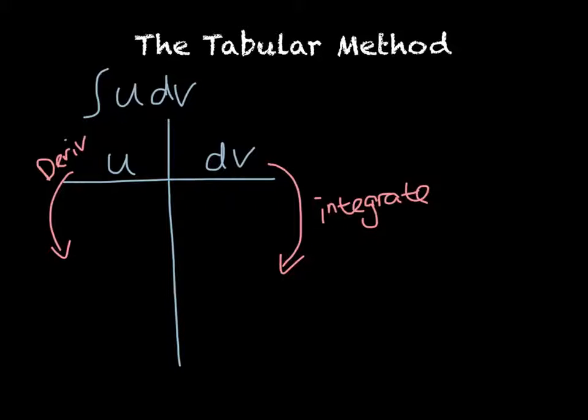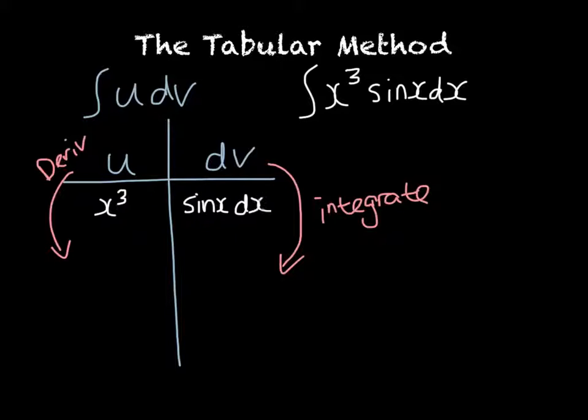Now let me give an example to show how this works. Let's say I want to integrate x cubed times sine x dx. Using my method LIPET, I'm going to assign u to be the polynomial. So u equals x cubed, and dv will be sine x dx.